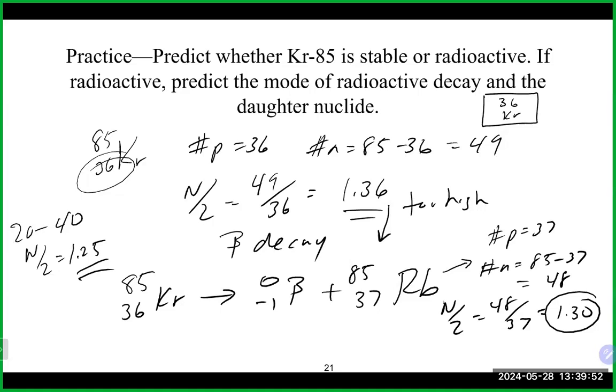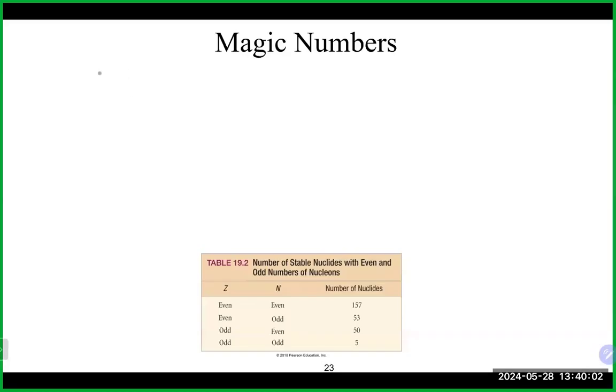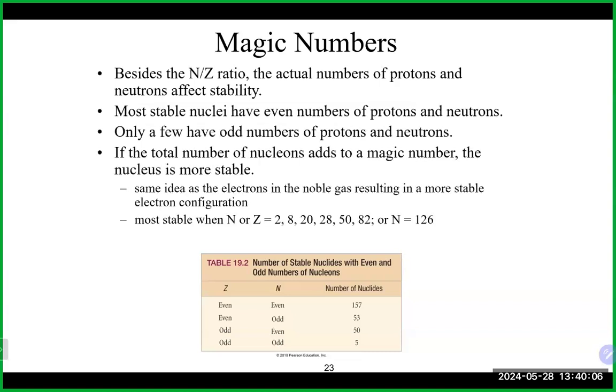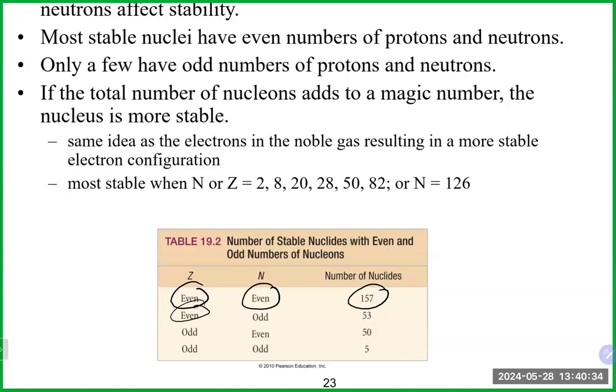So neutron to proton ratio, a good way of looking at stability. And obviously you should be able to calculate that there. Now, in addition to the N to Z ratio, there are other things that we look at in terms of stability. We can look at the numbers of protons and neutrons. As you can see on the table on the bottom, pretty much the best arrangement is when everybody's even. So if you have even protons, even neutrons, there's 157 nuclides that are stable in that arrangement. The next best thing is even protons, odd neutrons. There's about 53. Odd protons, even neutrons, 50 of them.